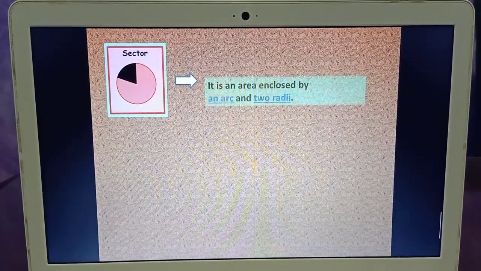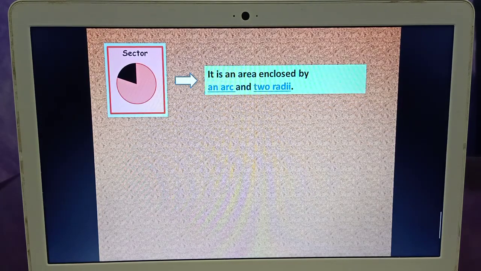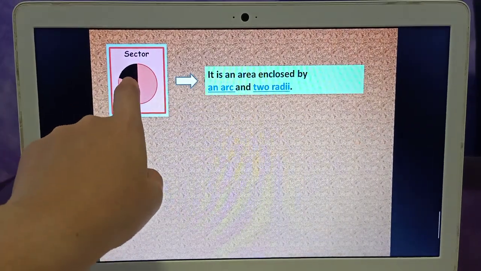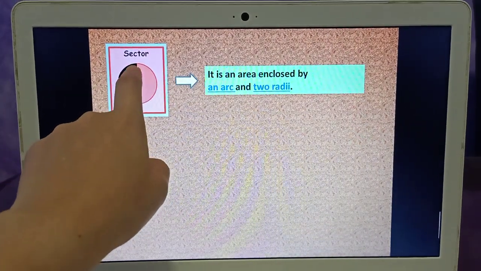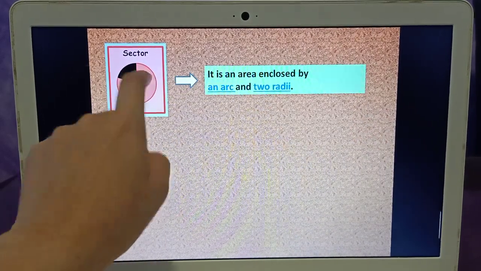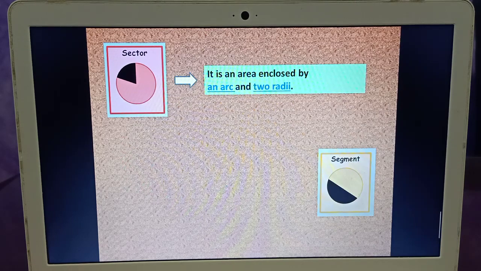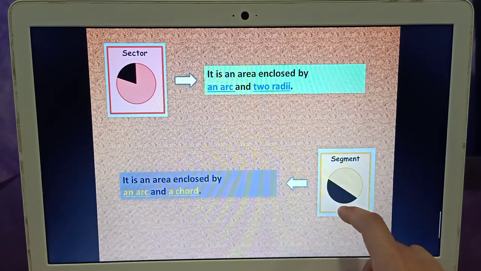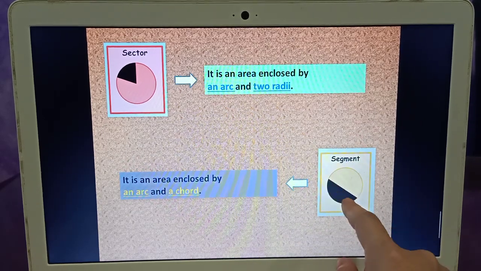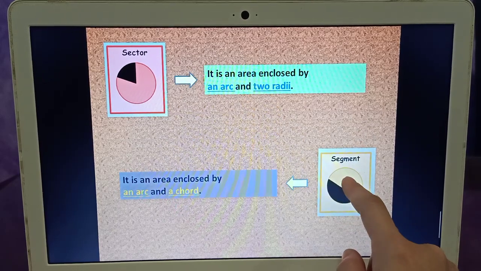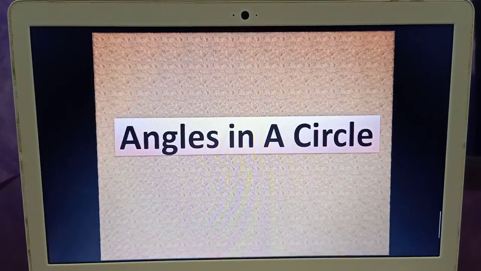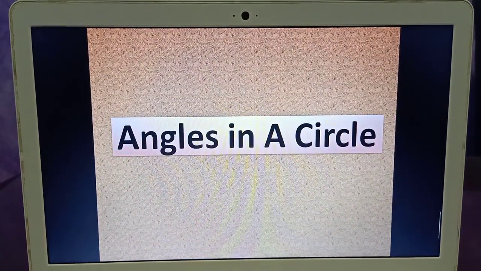Next, we have sector. A sector is the area enclosed by an arc and two radii. This one, the black one, we call the minor sector, and the pink one we call the major sector. Then we have segment. A segment is the area enclosed by an arc and a chord. The black one we call the minor segment, and the light yellow one we call the major segment. So we stop here before we enter the angles in a circle.